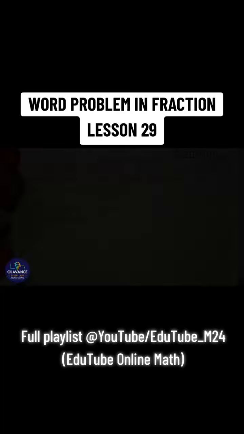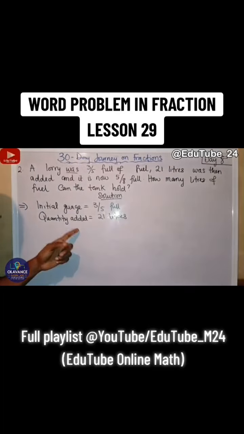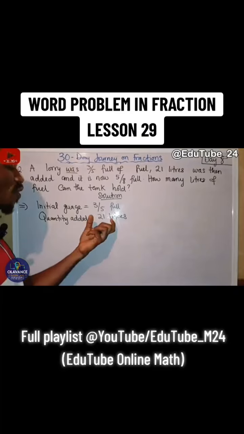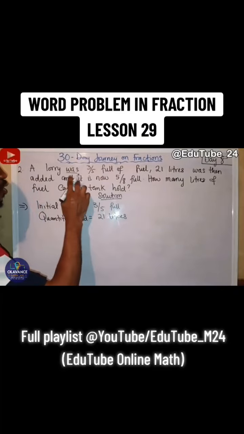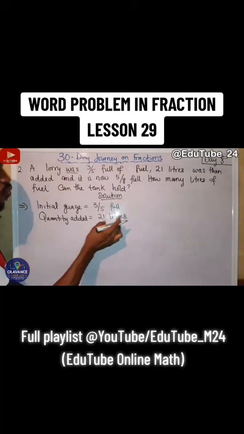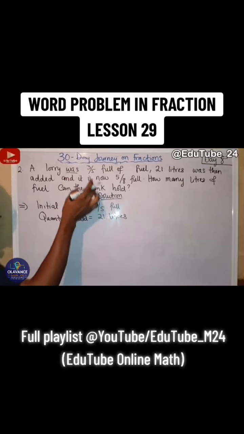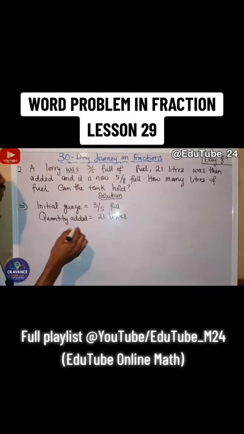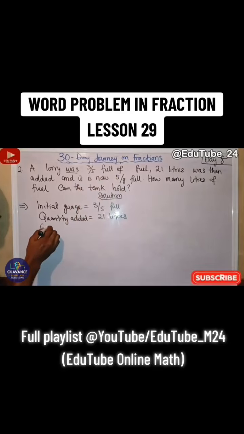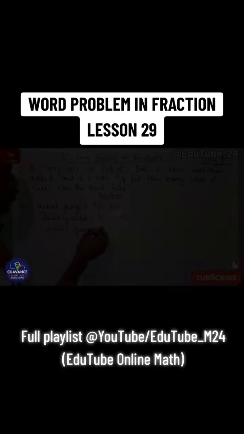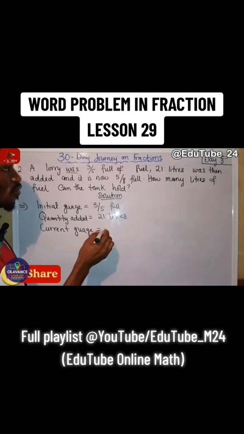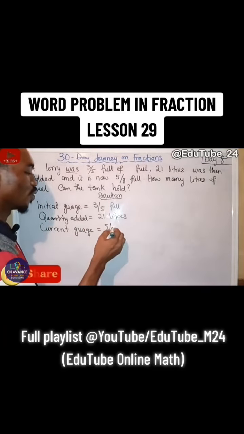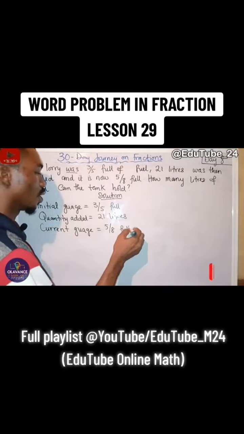21 liters. So now, if 21 liters was added, that means we need to find the fraction that was added as well. So say after 21 liters being added to the initial gauge, it is now 5/8 full. So I'm going to describe that as the current gauge. Current gauge is now 5/8 full.